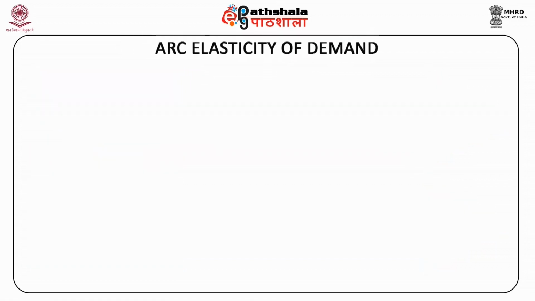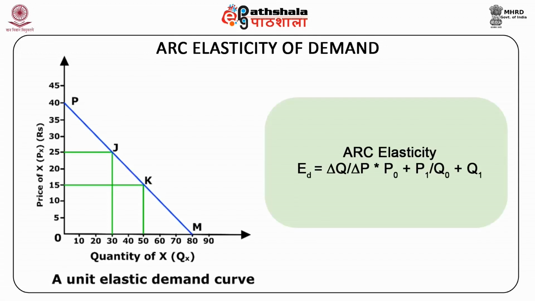When the price elasticity is measured between any 2 points, then it is known as arc elasticity. The arc elasticity is measured by the following formula. ED = (change in Q / change in P) × ((P0 + P1) / (Q0 + Q1)).